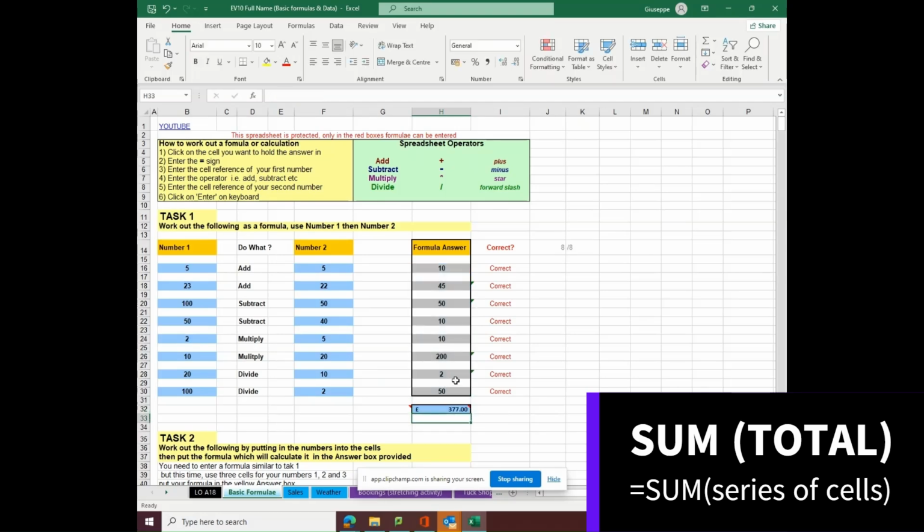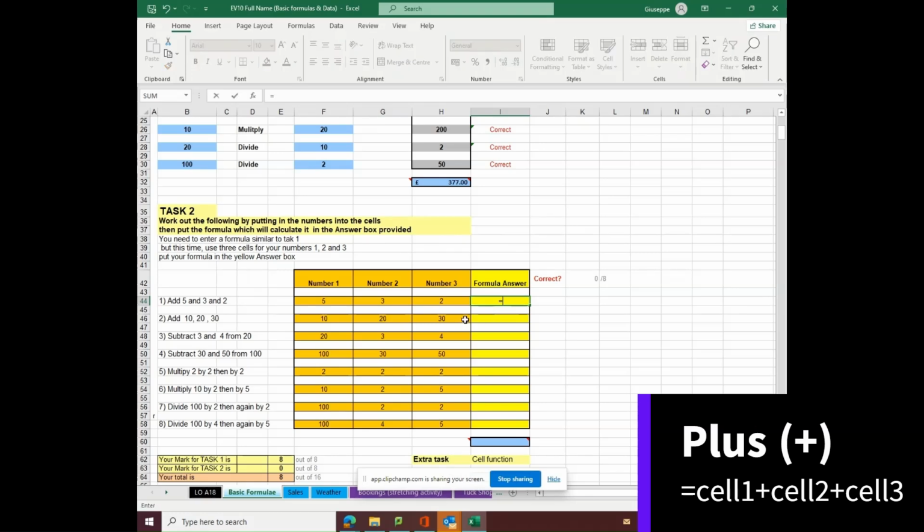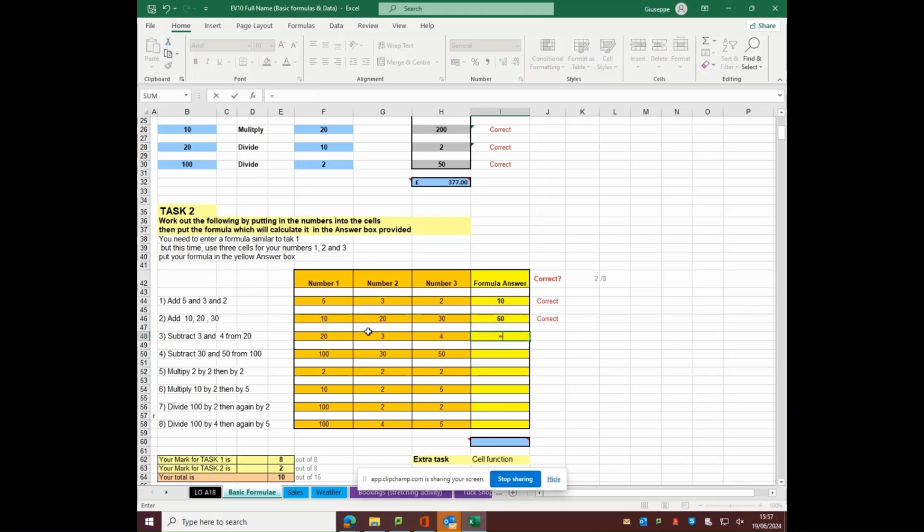In the next task, we will work with 3 numbers instead of 2. We will follow the same process. Equal, first cell, plus second cell, plus third cell, enter. Again, equal, first cell, plus second cell, plus third cell, enter.